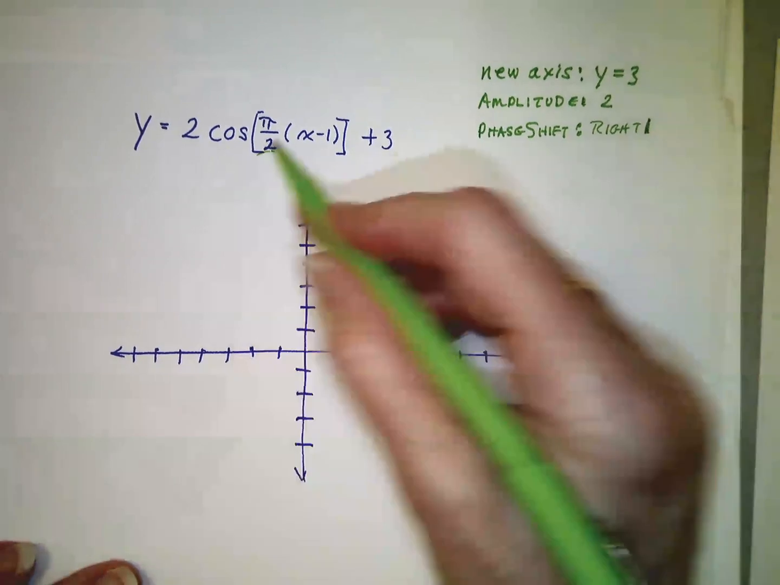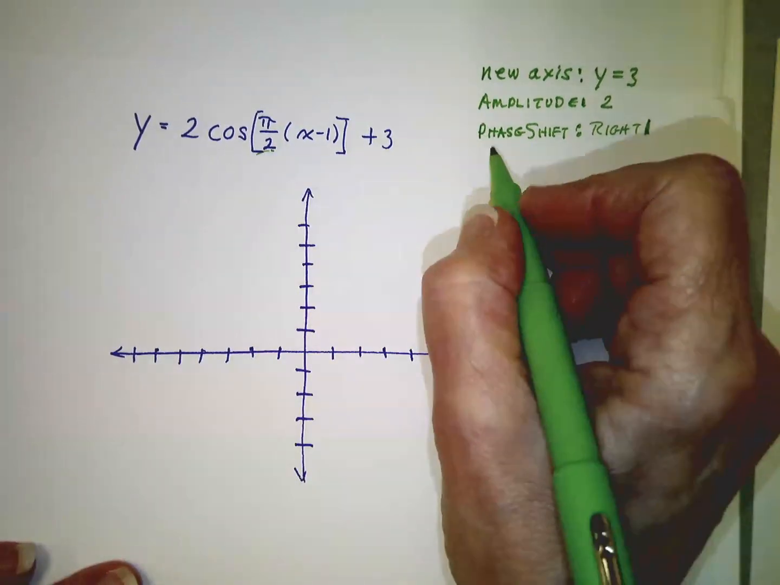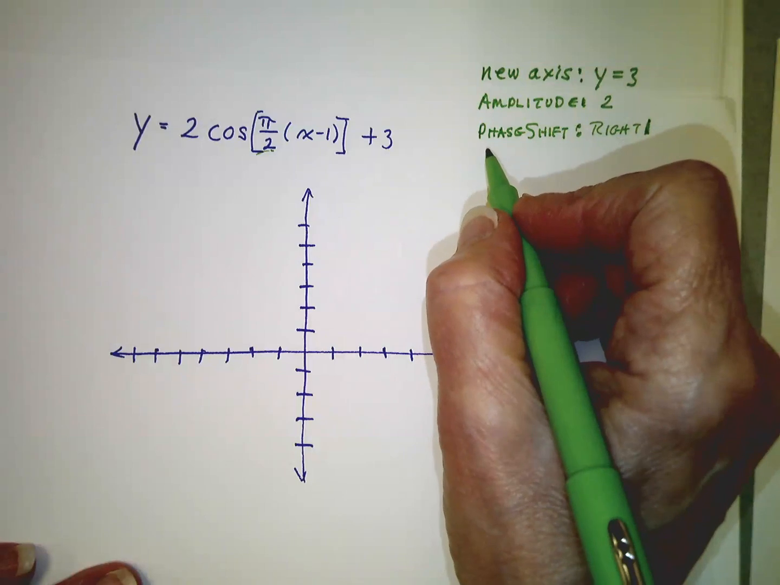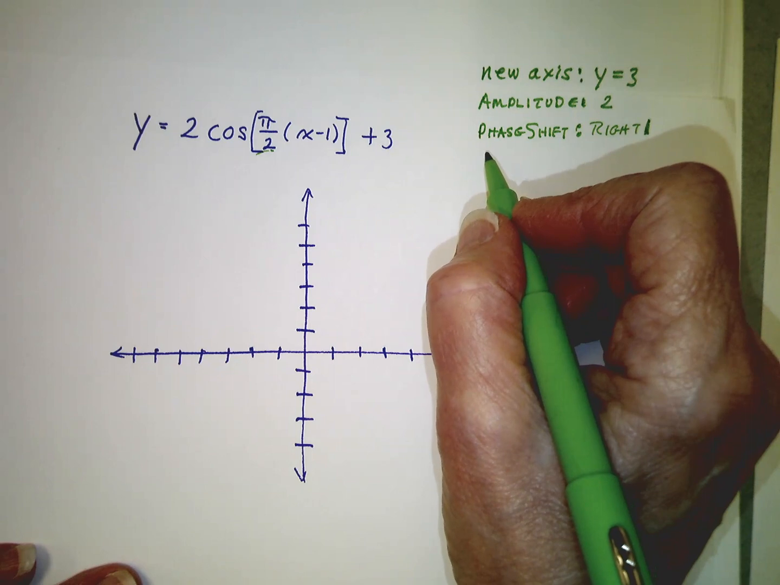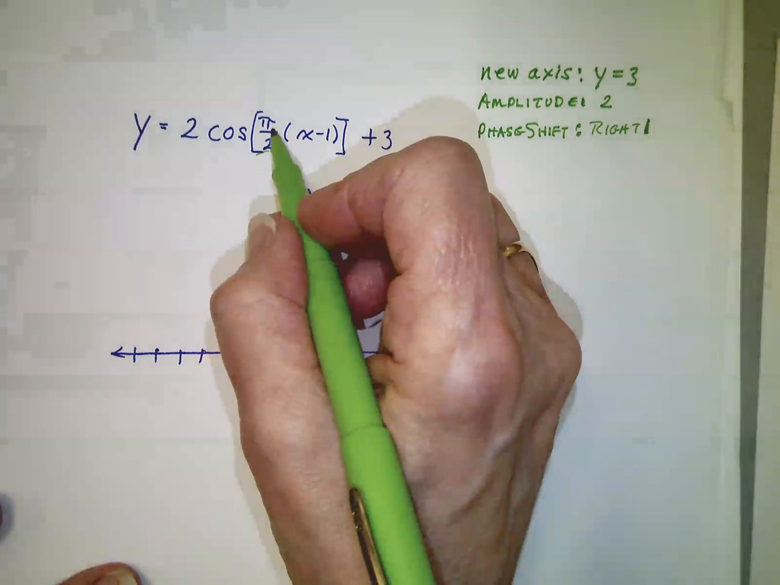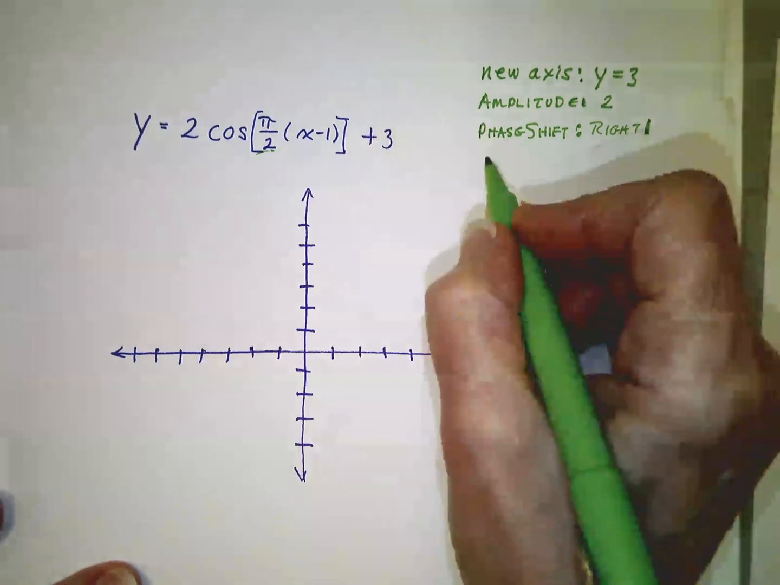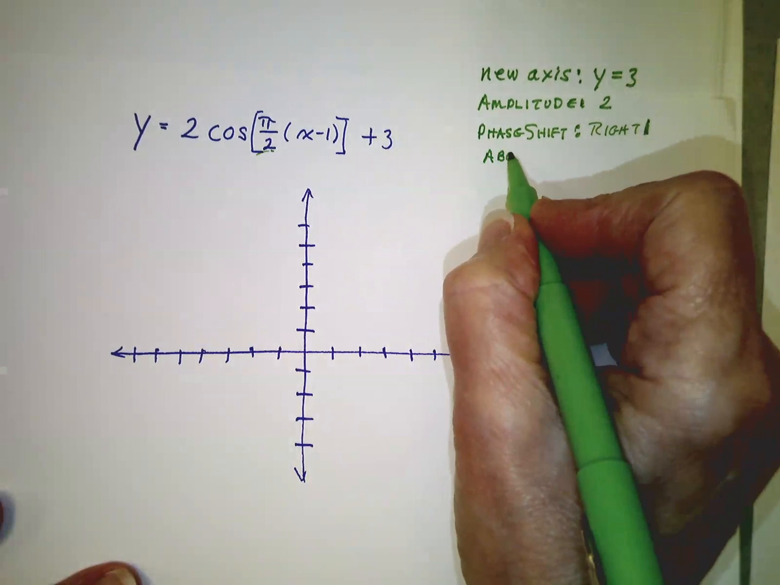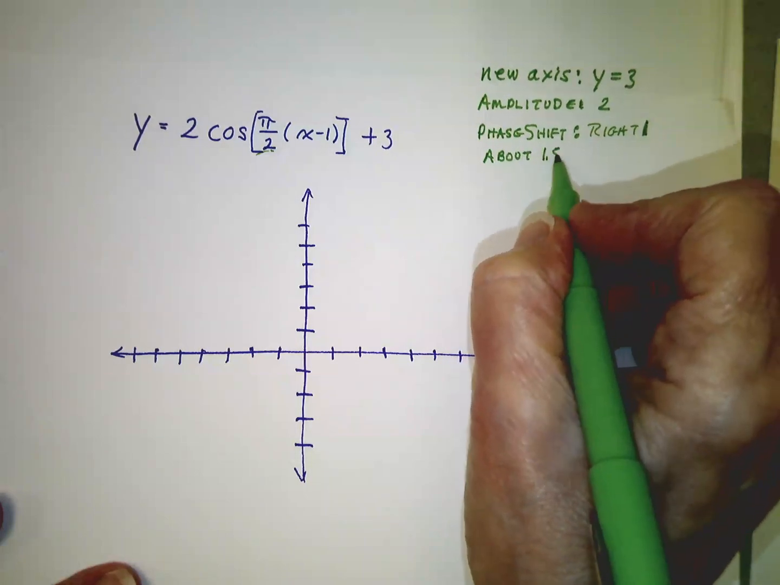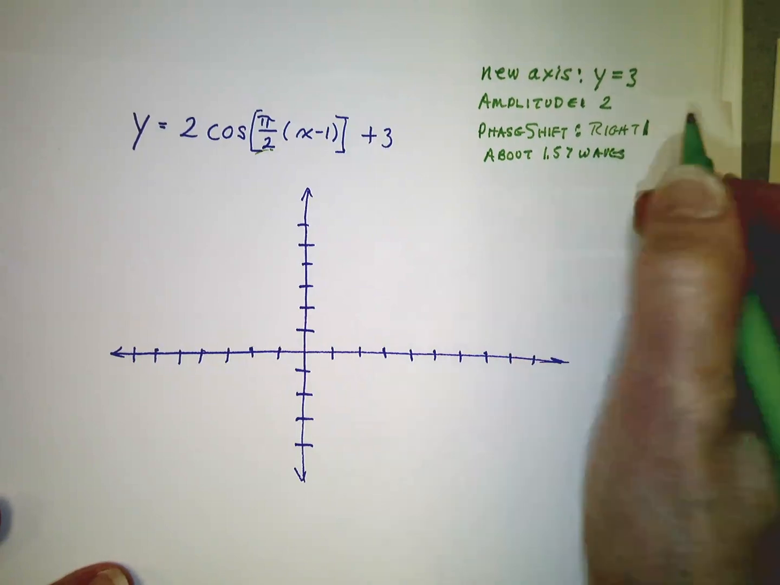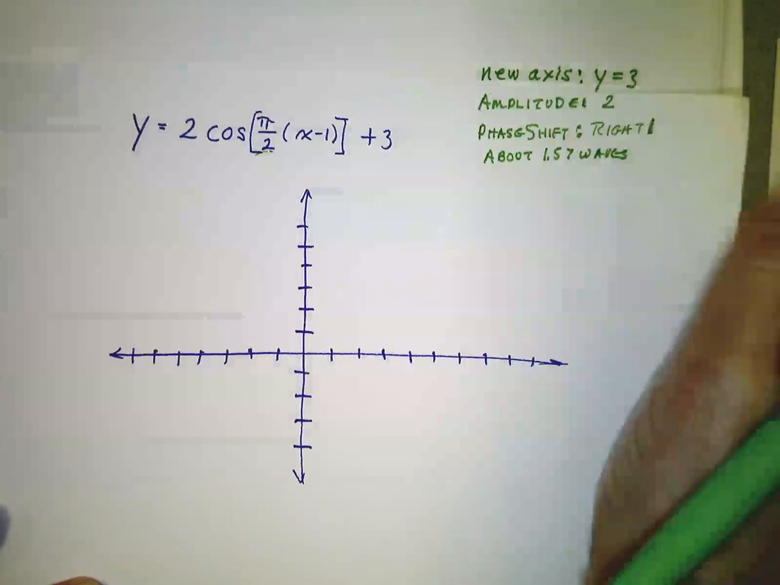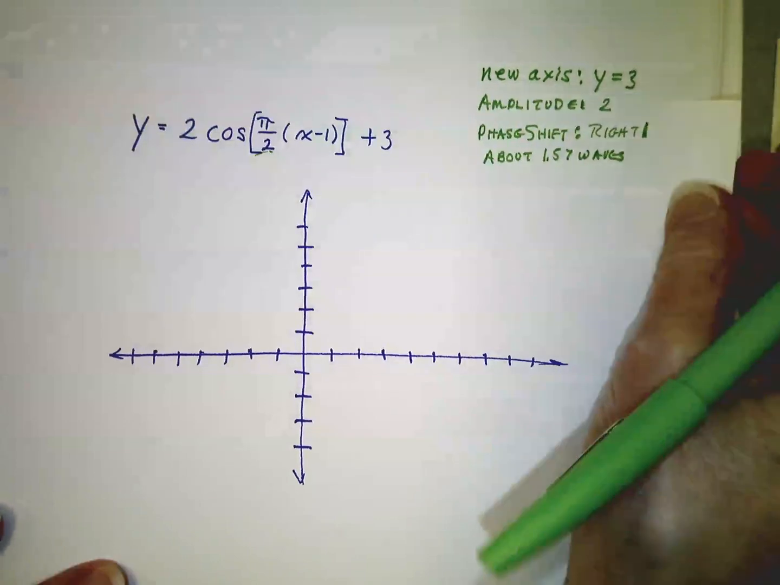Okay, so this tells us the frequency. We're going to get pi over 2 waves done in the time we normally get 1 cycle. So this is about 1.57 waves in the normal 2 pi. I totally messed up. Oh well.